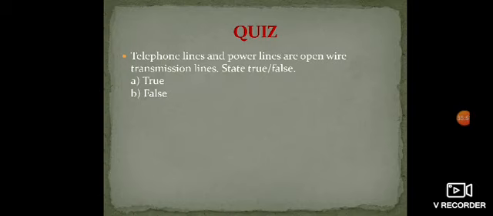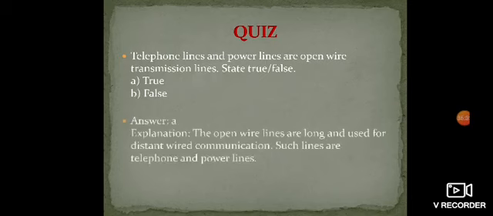Telephone lines and power lines are open wire transmission lines, whether it is a true statement or a false statement. It is a true statement. That means telephone lines and power lines are of the open wire type, and open wire is nothing but the parallel wire type. So it is true.